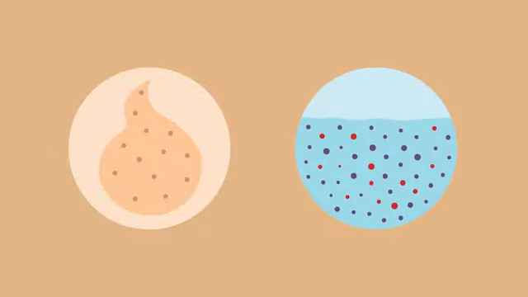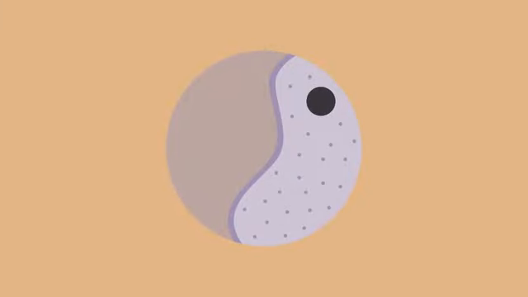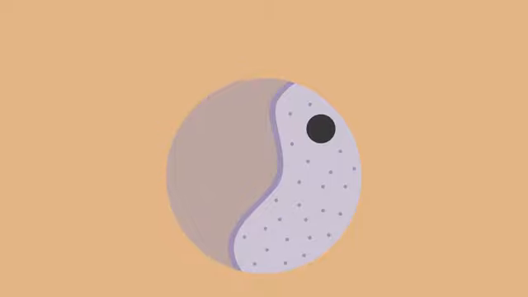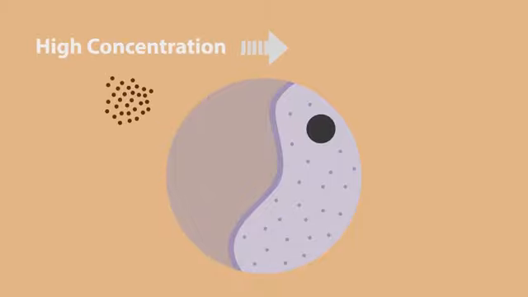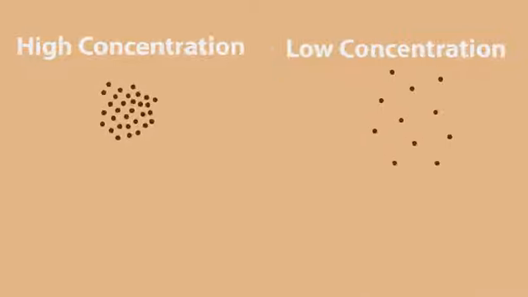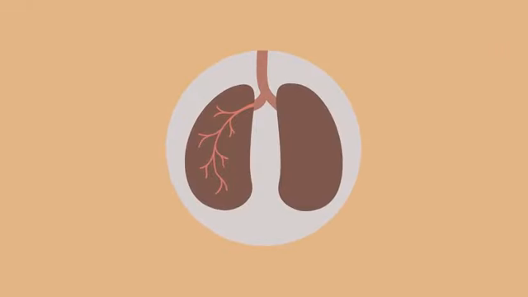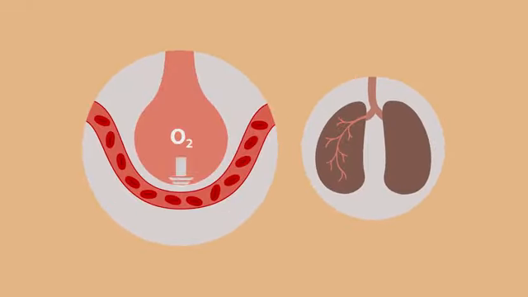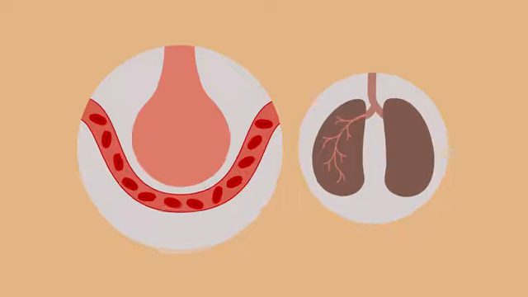Diffusion is seen throughout nature and allows substances to pass into or out of cells across the cell membrane. But they must be dissolved, and there must be a concentration gradient that they can move from high concentration to low concentration. Gas exchange in the lungs, so oxygen moving from the alveoli into the blood, and carbon dioxide from the blood into the alveoli, are both great examples of diffusion.